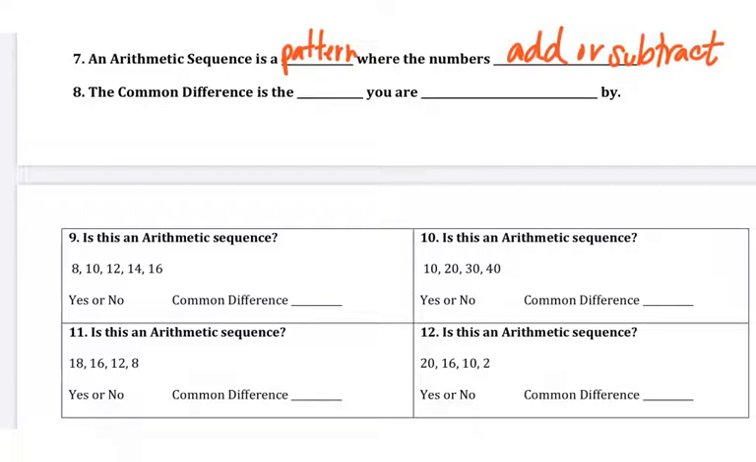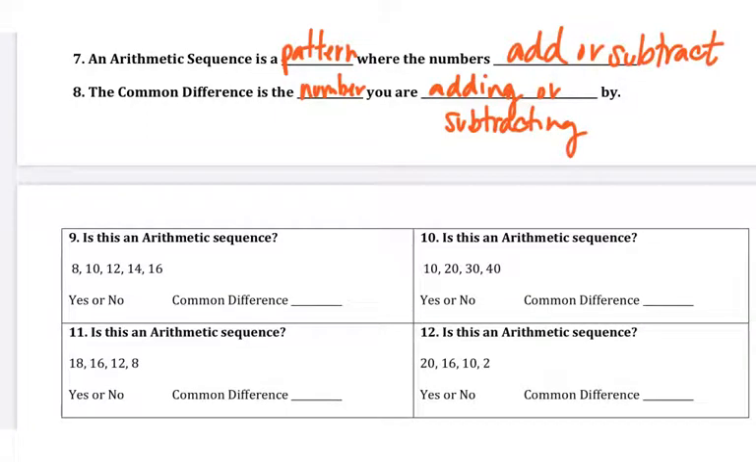So the common difference is the number you are adding or subtracting by. Okay, so common difference.